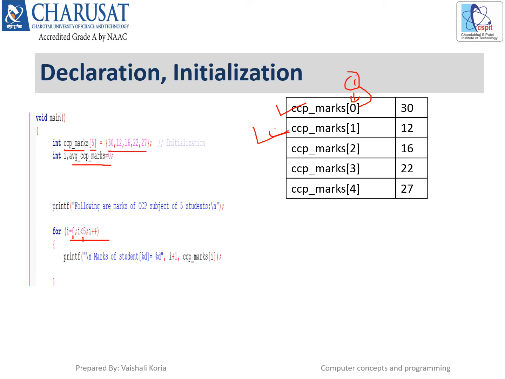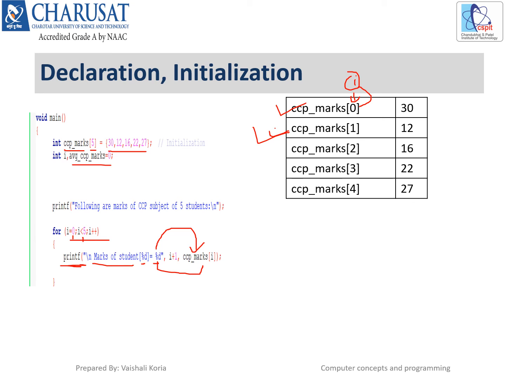And here you have to write only one printf, that is marks of student %d is %d. So this %d will print the value of the array element. When I is equal to 0 in the first iteration, it will print the value of CCP marks 0, which is 30. In the next iteration the value of I becomes 1, so it will print the value of CCP marks 1. So this %d is printing the value of the array elements.